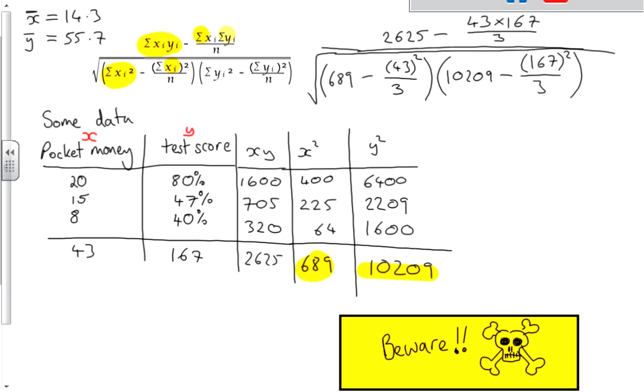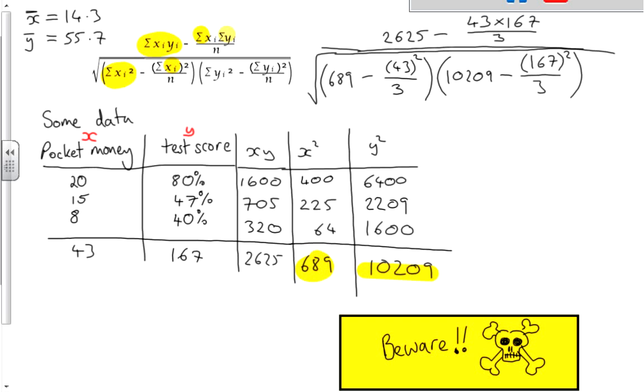And then we whack that into our calculator, which is, as you probably realise, a bit of a monster. So let's see, here we go. 2625 minus, and a little fraction, 43 times 167 over 3. When you're doing this, you just need to take absolute care that you type it in exactly like it looks there. So then I've got brackets 689 minus 43 squared over 3.